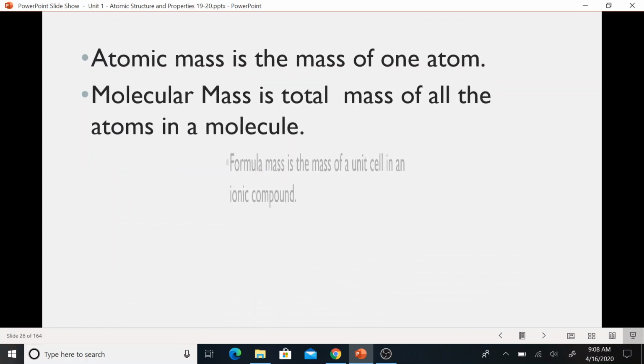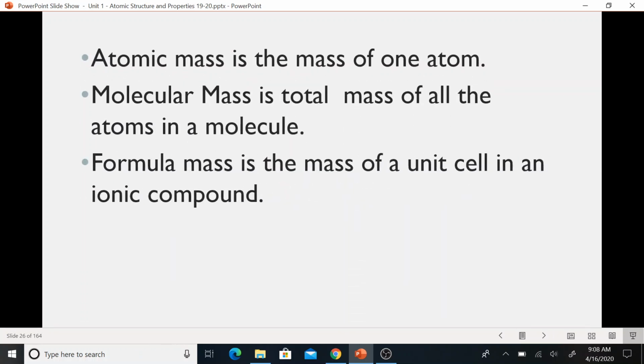And again, there are those definitions. Atomic mass is going to be the mass of one atom individually. Molecular mass is going to be the total mass of all of the atoms in a molecule. And your formula mass is going to be the mass of a unit cell in an ionic compound. Okay, so if you had the smallest particle of a molecule, smallest particle of a formula unit, that would be your molecular masses and your formula masses respectively. Okay, and that should be pretty straightforward.